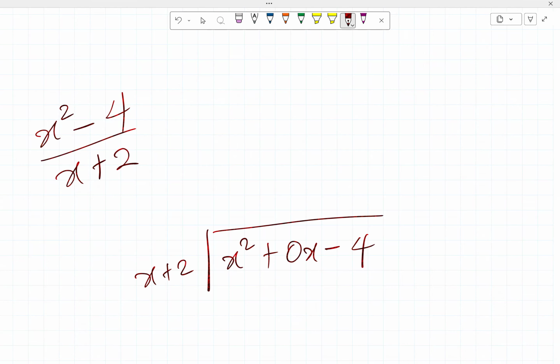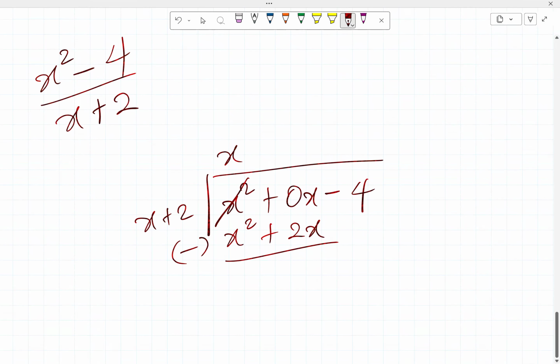Okay. So x goes into x squared once. It cancels out, we have x. x times x is x squared. x times 2 is plus 2x. Then we subtract. When we subtract like that, this cancels out. So 0 minus 2x, we have minus 2x. And then you can bring down minus 4.